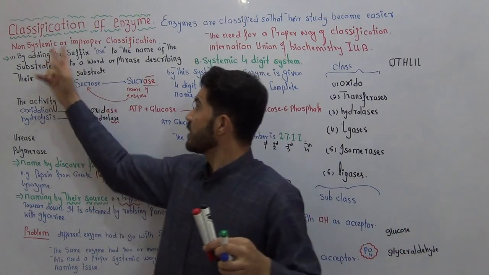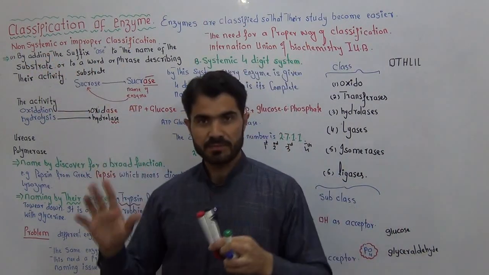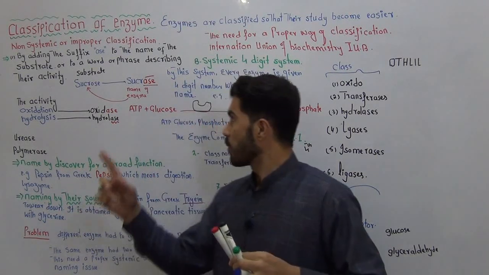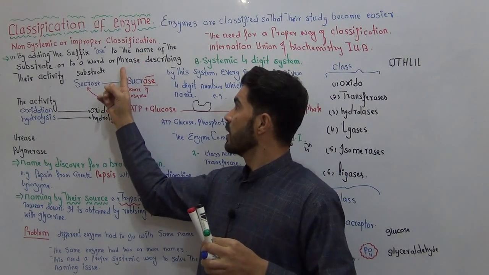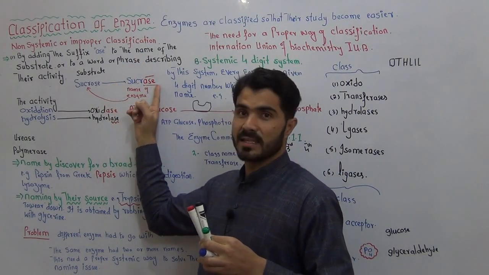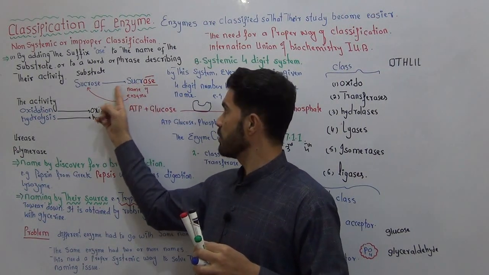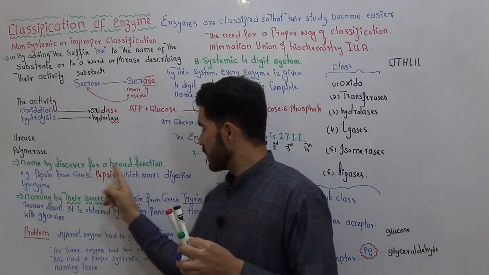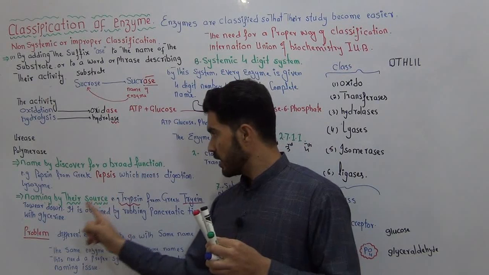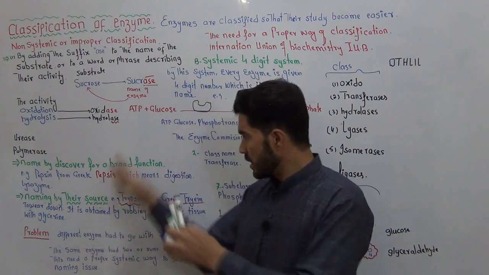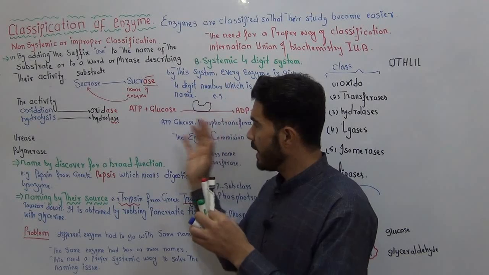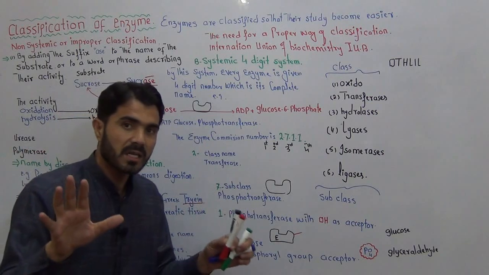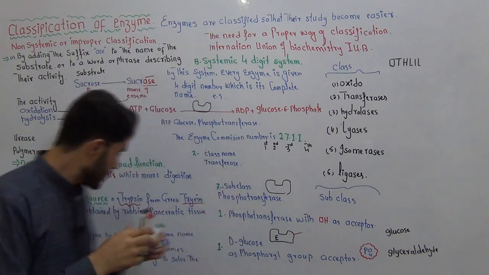So in the non-systemic or improper classification, the enzymes were given names in three ways. Number one, by adding the word ASE as a suffix to the name of the substrate or according to the activity. Second, the name is given according to the function. Third, the name is given according to the source. These provide us a good way to name enzymes, but there were some problems. What were these problems?